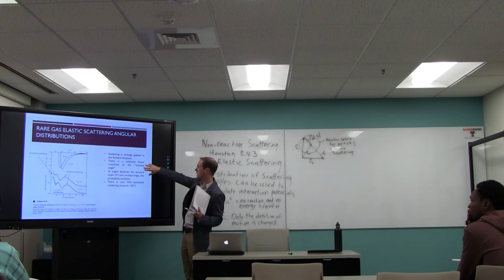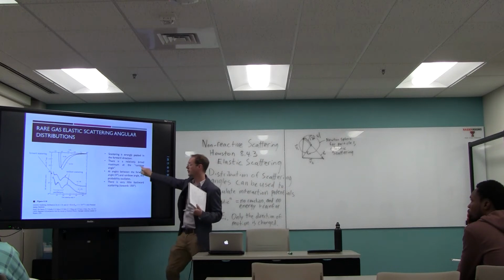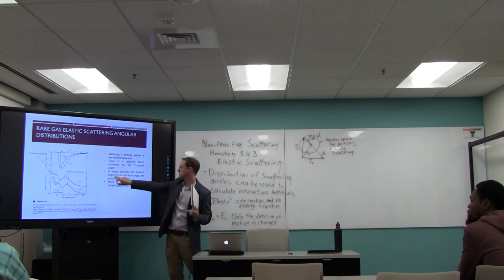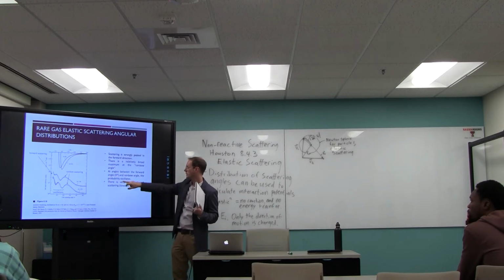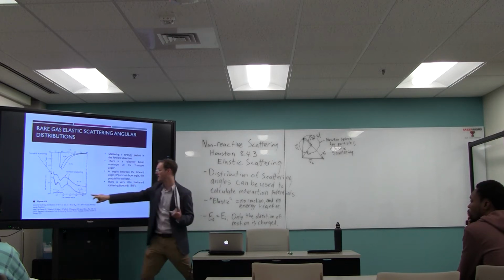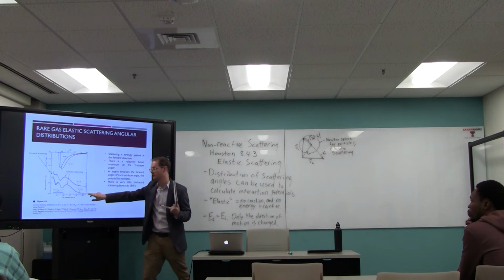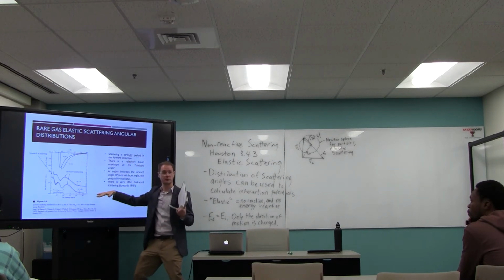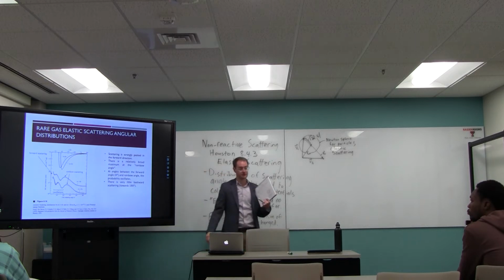Okay, so relatively broad maximum at what's called the rainbow angle, right here. And between the forward angle, which is 0 degrees, and the rainbow angle, the probability oscillates. And then also, as you look at the backward scattering, right? Backward scattering would be theta equals 180. Basically, this distribution decays to 0. So the probability of backward scattering is very, very low.